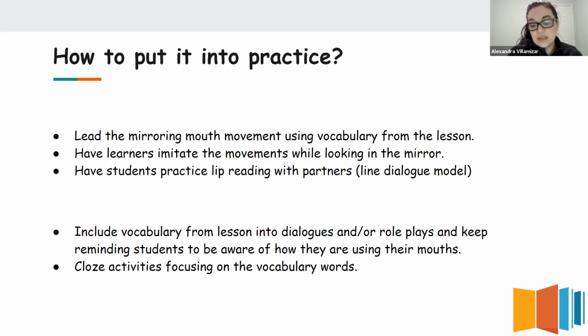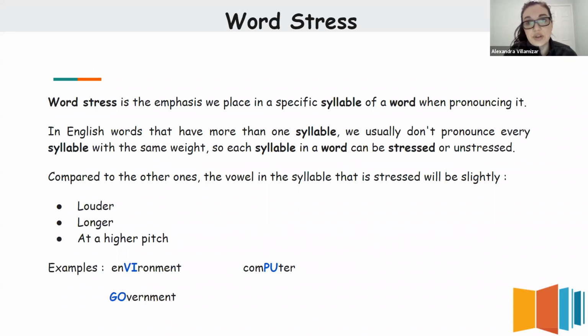Now let's look at the second item, which is word stress. When we talk about word stress, it is the emphasis that we place on a specific syllable of a word when pronouncing it. In English, in words that have more than one syllable, we usually don't pronounce every syllable in the same way. Each syllable in a word can be stressed or unstressed. When a syllable is stressed, the vowel in that syllable will be slightly louder, longer, and at a higher pitch.